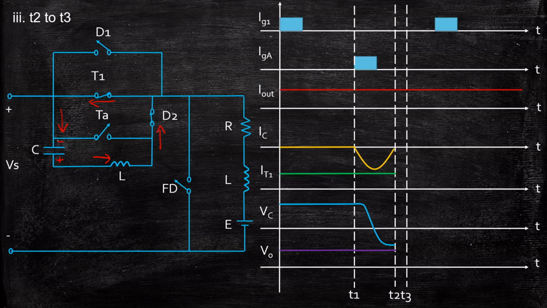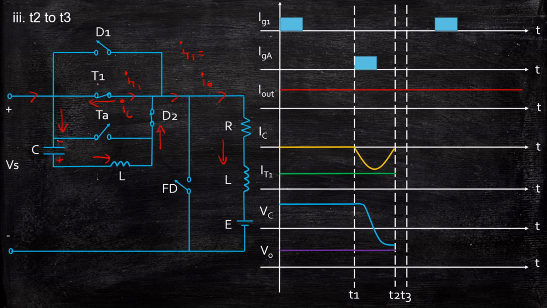We also have another path of current that is through T1 from the source to the load. We see the current flowing through this path, and then it goes to the load. So now one important observation: IC is the capacitor current, IOUT is the load current, IT1 is the thyristor current. Our main objective here is to ensure that IT1 becomes equal to 0.